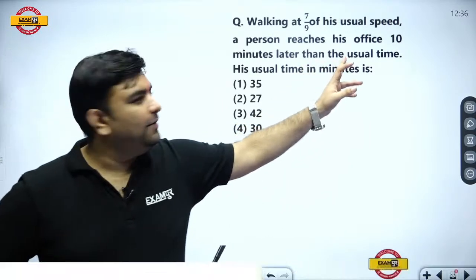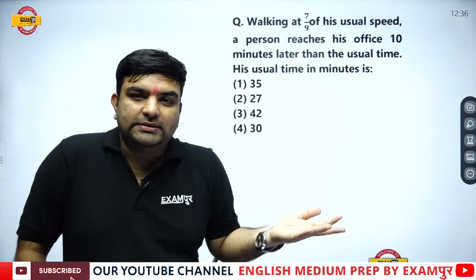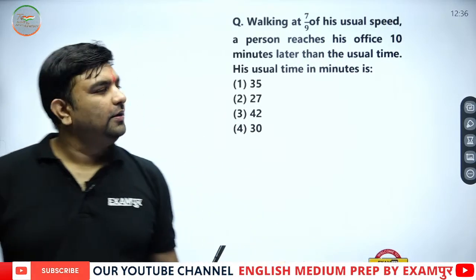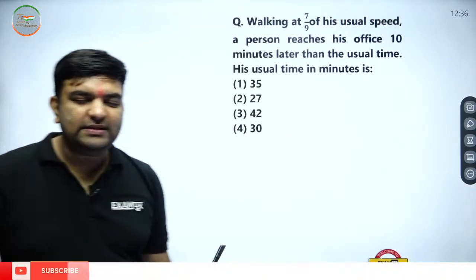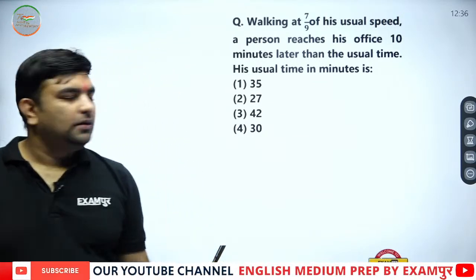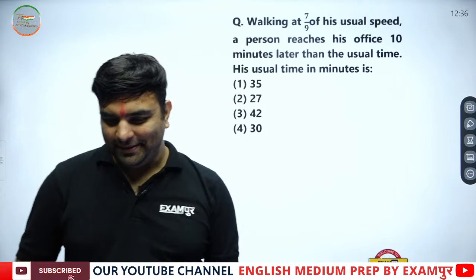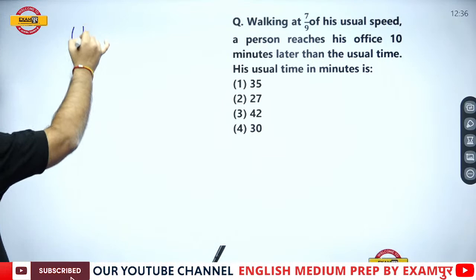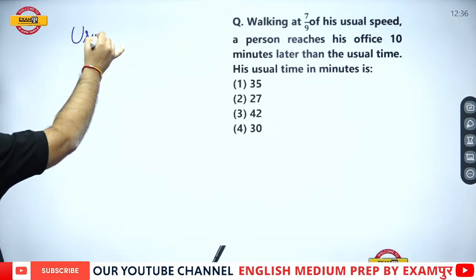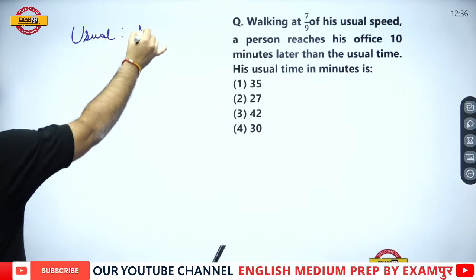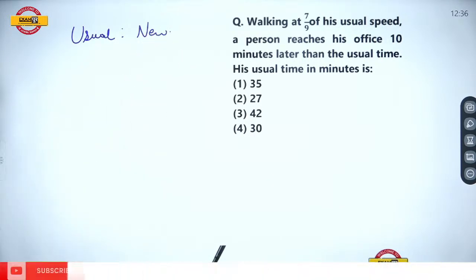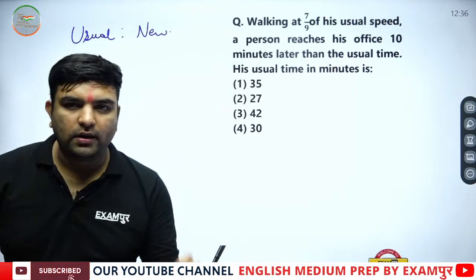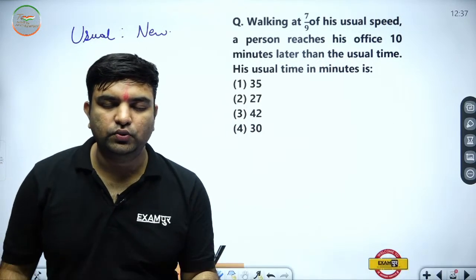Walking at 7 by 9 of his usual speed, a person reaches the office 10 minutes late. What is the usual time? Usual speed, new speed. Walking at 7 by 9 of the usual.